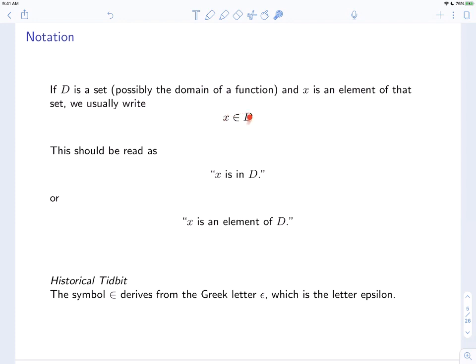This symbol looks the way that it does because it started out life as the Greek letter epsilon. So we started with the Greek letter epsilon, so you would say that x epsilon D means that x is an element of D. We're thinking of epsilon as being the first letter of element, or e, really. x is an element of D, and then just over the years, this symbol epsilon evolved to look like this. But it just means that x is an element of D. x is in the set D.